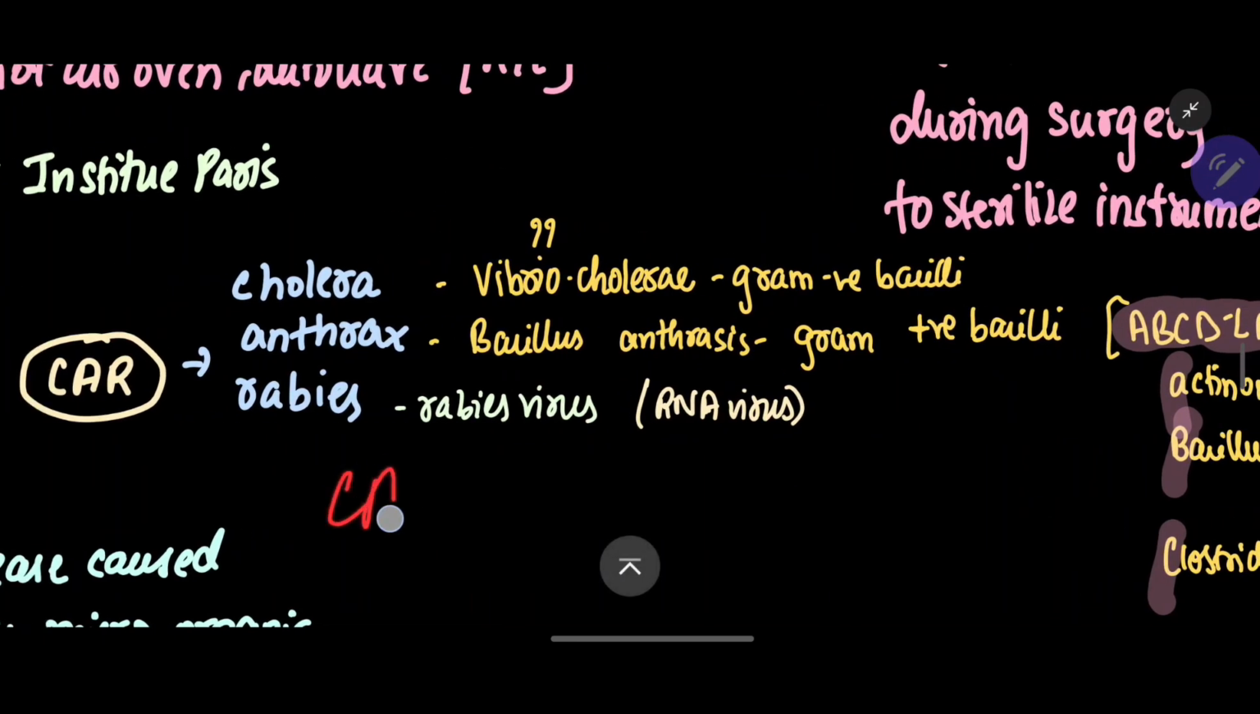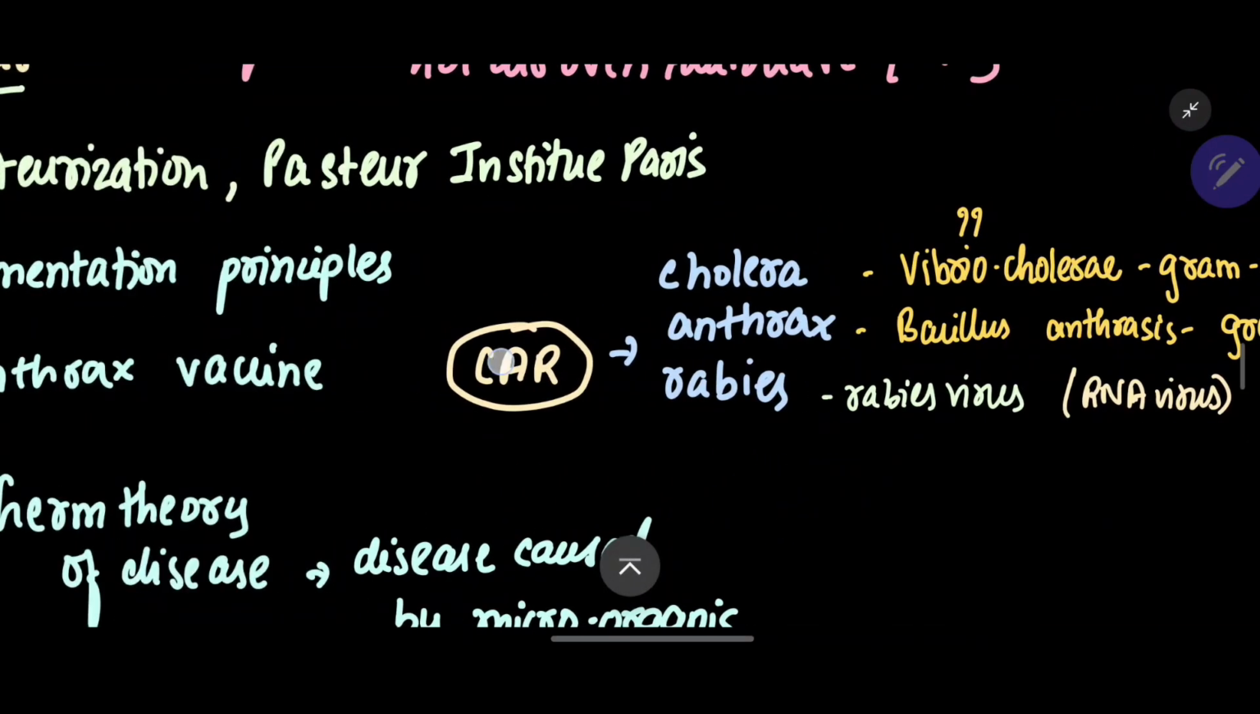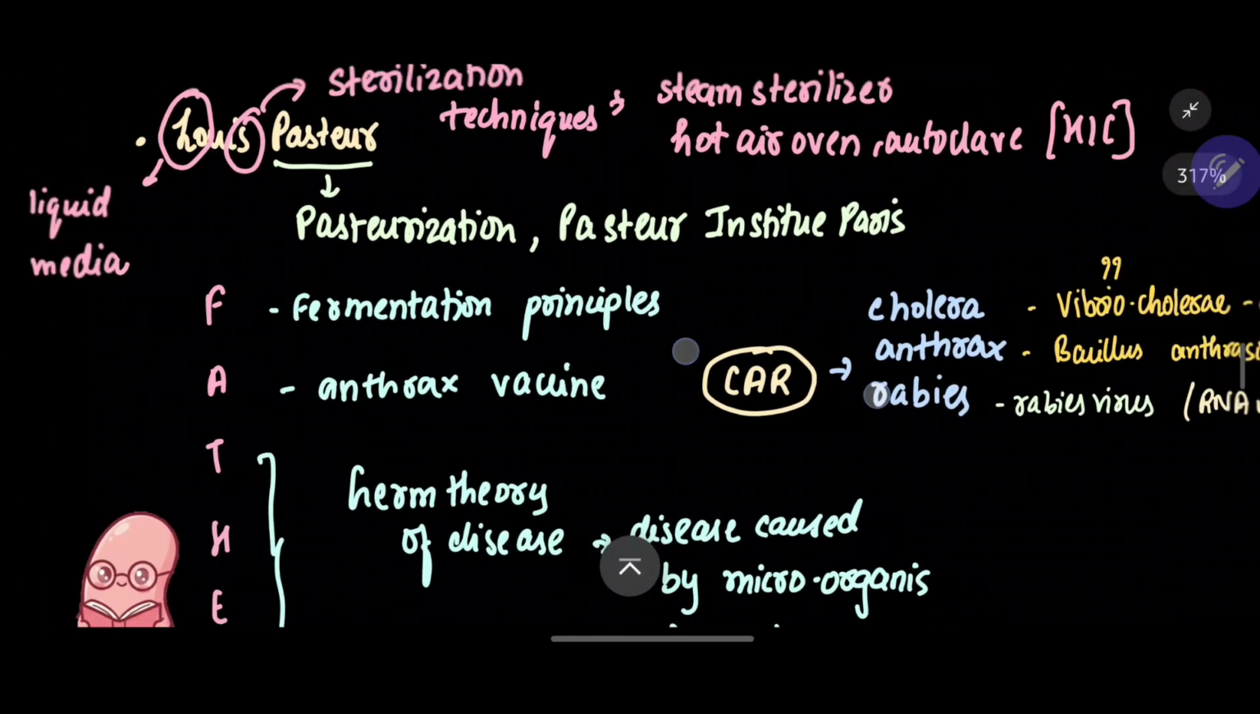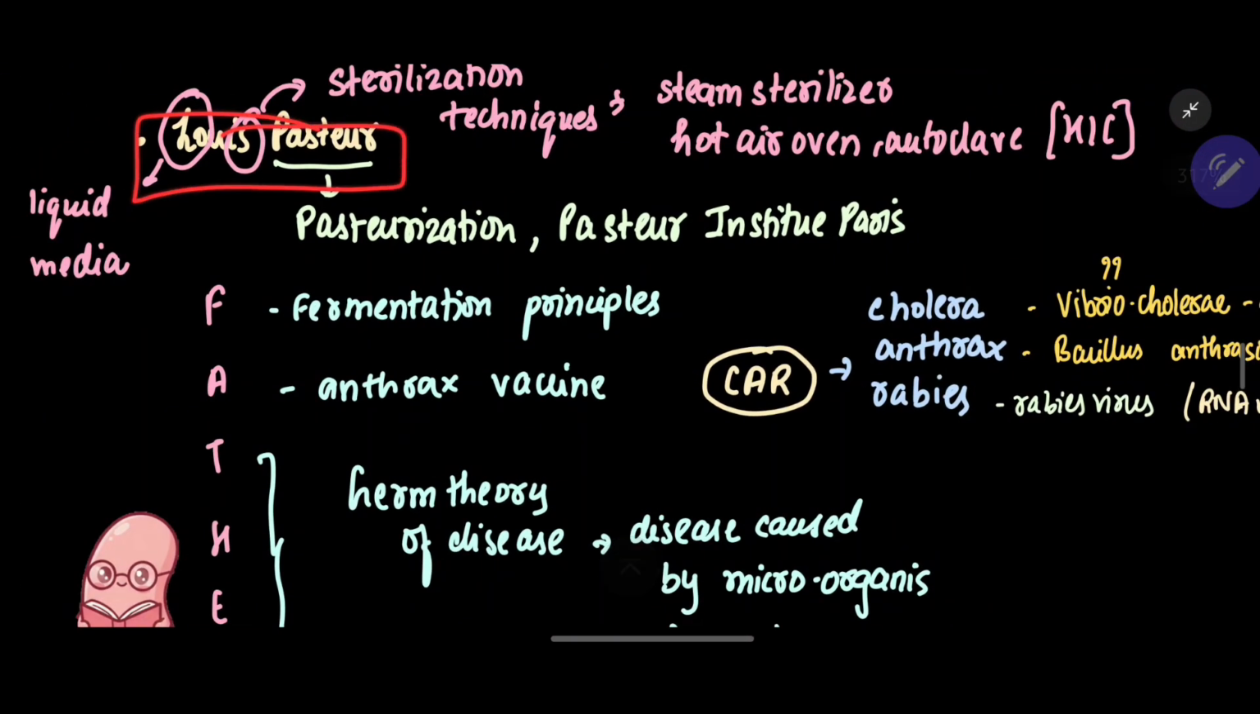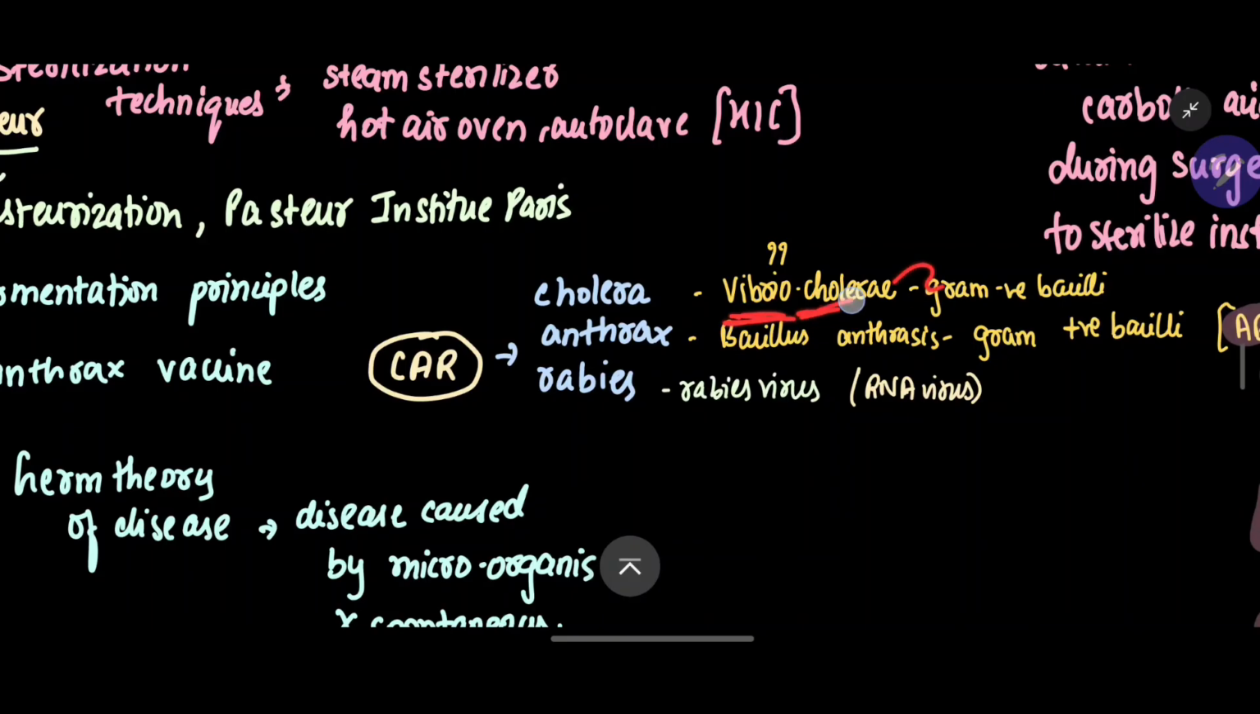Next one, we said CAR. He gave a vaccine. Okay, let's not get out of context. We are talking about Louis Pasteur. He gave a vaccine for these three microorganisms. We've talked about cholera. Cholera is caused by Vibrio cholerae. Vibrio is comma shaped. It kind of looks like a bacillus. So it's a bacteria, a gram negative bacilli.